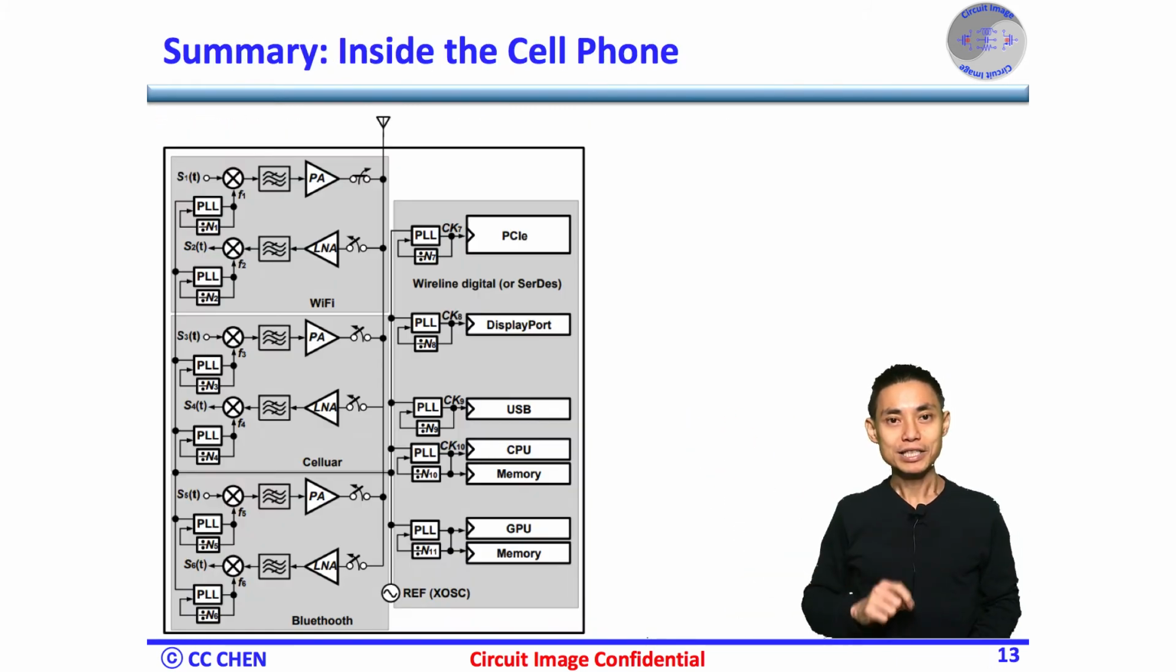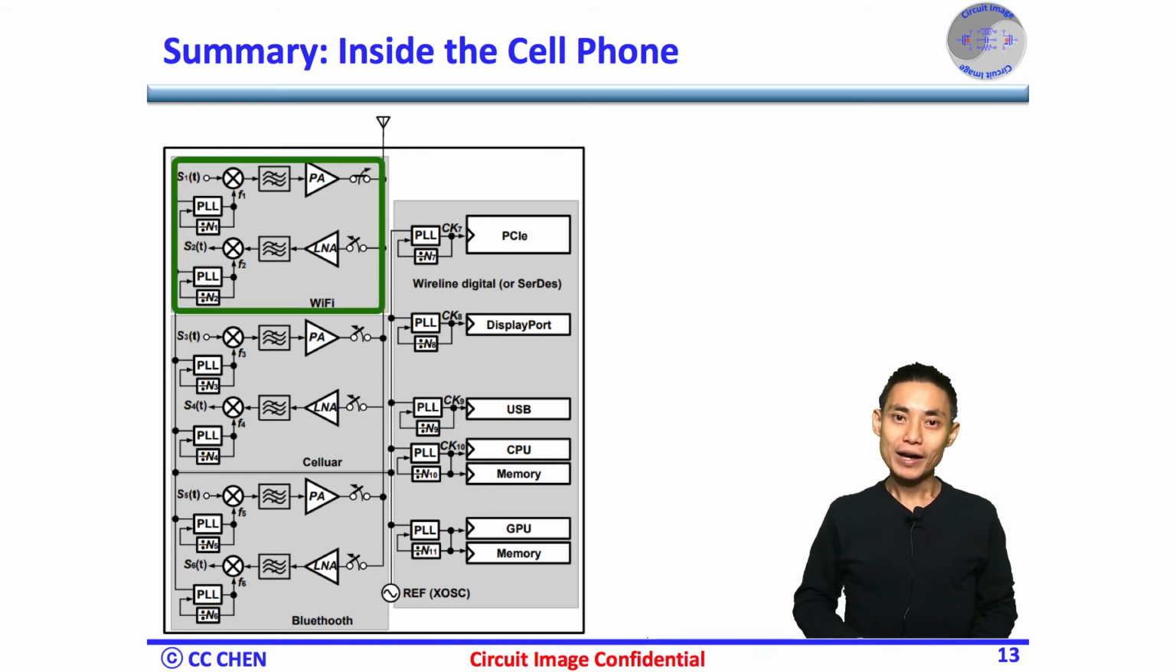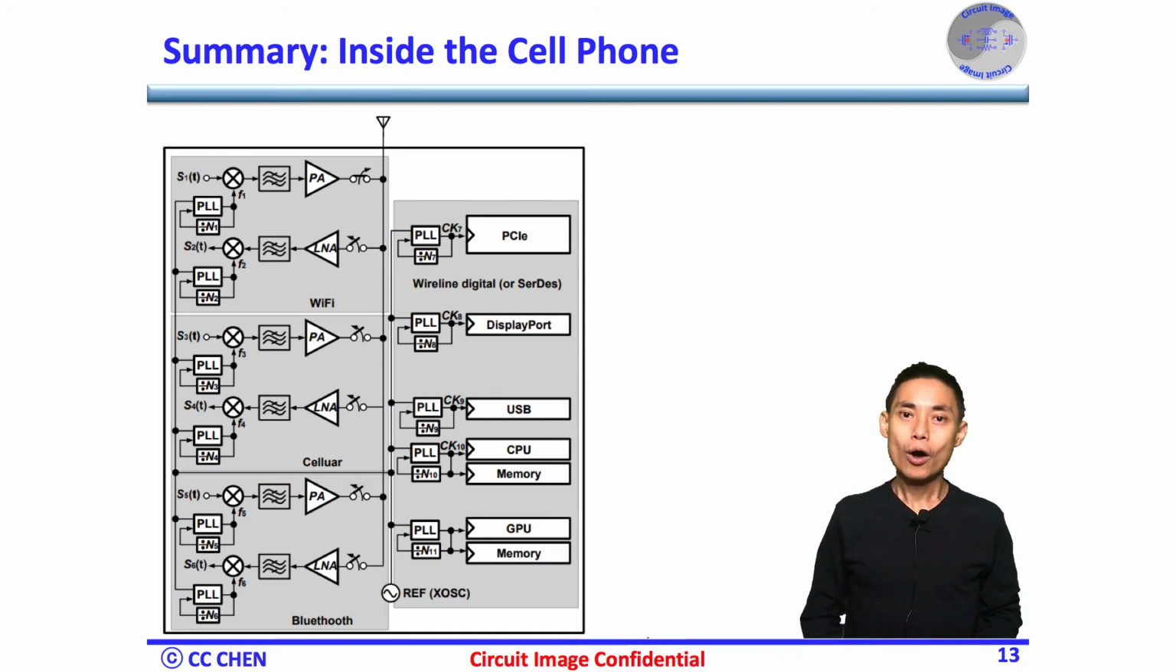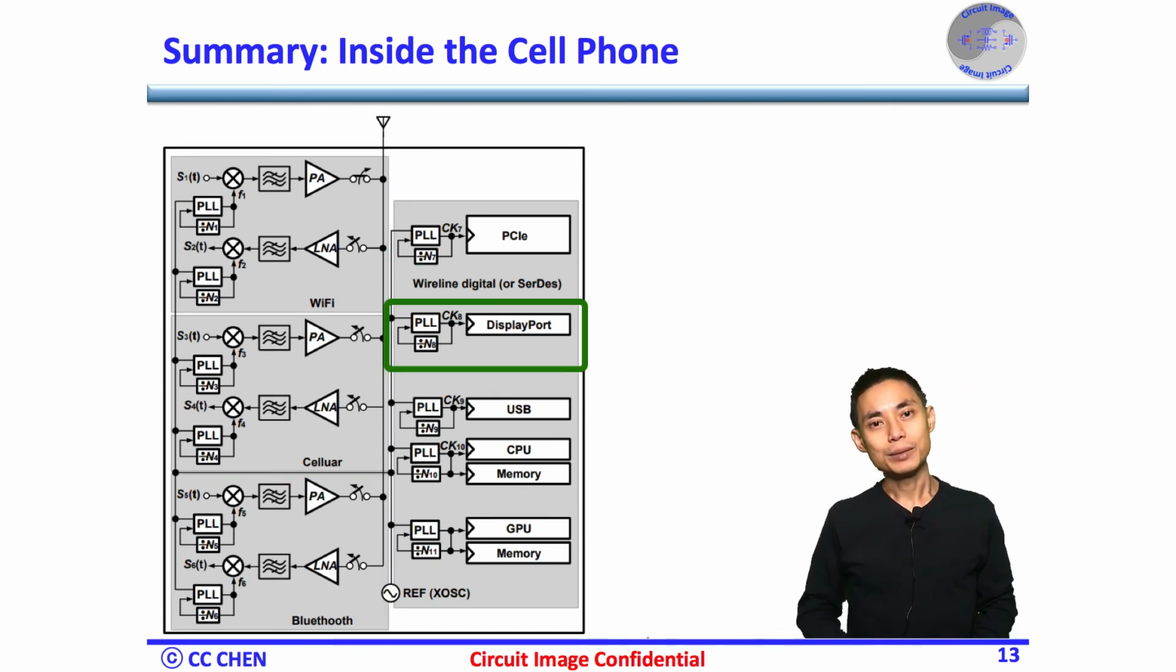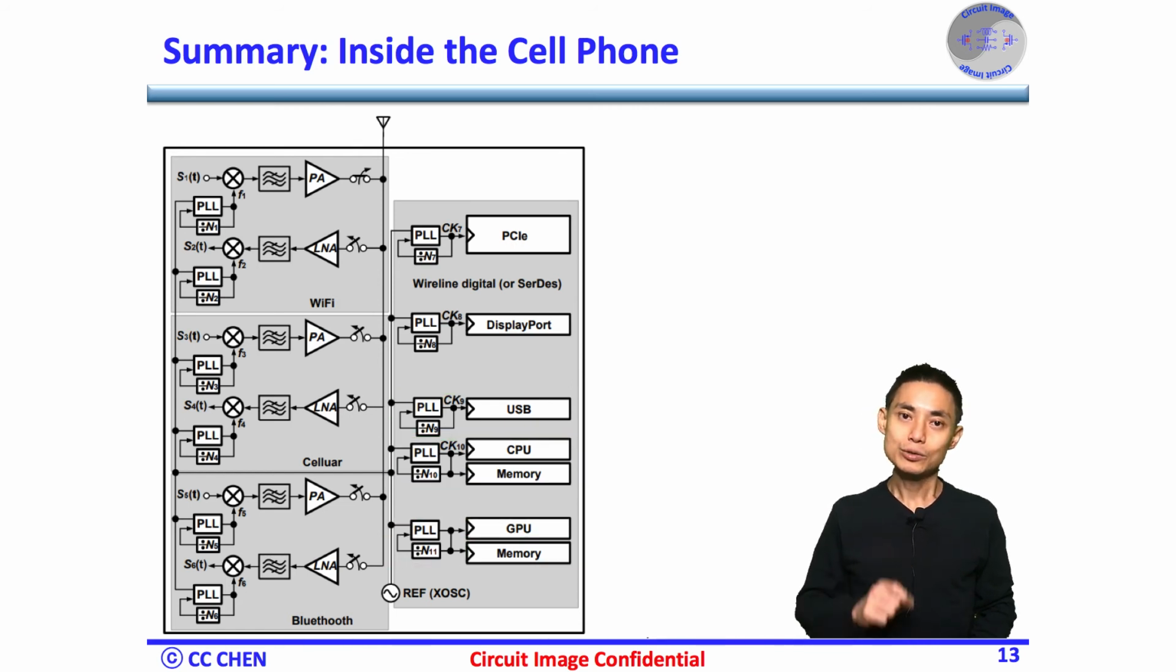Here is the summarized image you may have for a cell phone or wireless and wireline system. No matter the Wi-Fi, cellular, Bluetooth, etc. wireless system, or the PCIe, DisplayPort, USB, CPU, GPU, memory, etc. wireline system, the clock or the PL is a must for each communication system.